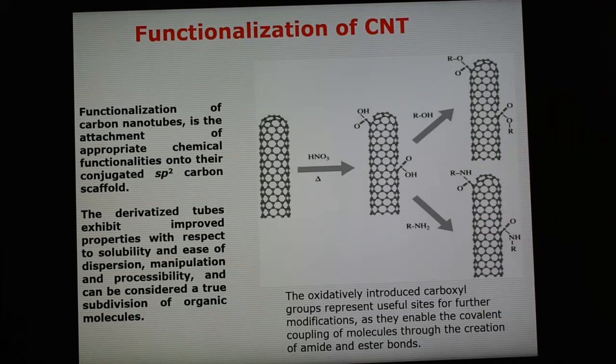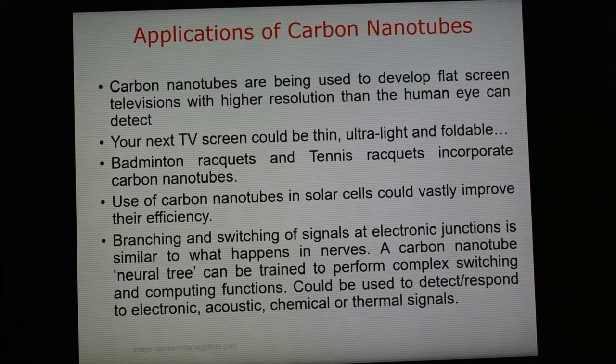So it is possible to attach some group on this carbon. Carbon can form a covalent bond with that, and we can functionalize this carbon nanotube with different groups. So these are the different applications of carbon nanotubes.